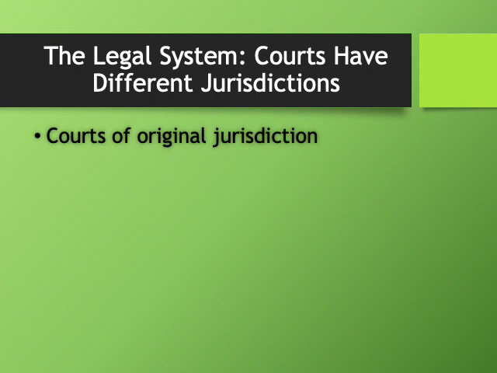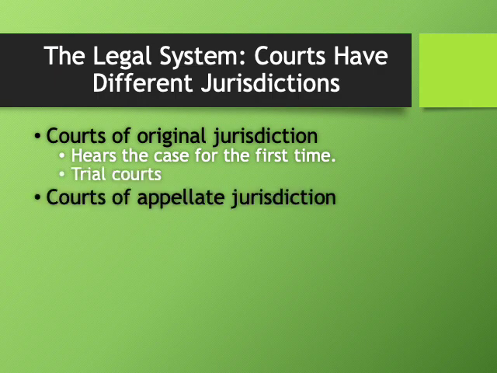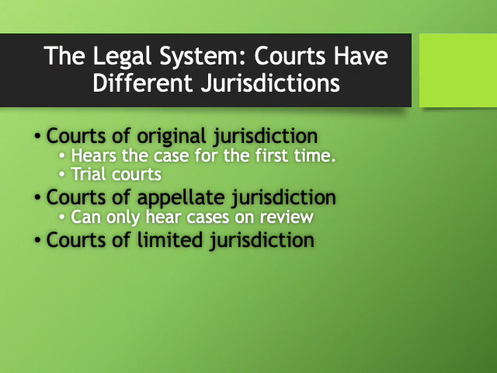All right, so some courts are what are known as courts of original jurisdiction, and basically that means that they're the only court that has the legal authority to hear the case for the first time. And so trial courts are courts of original jurisdiction. Courts of appellate jurisdiction can't hear cases for the first time. They can only hear cases on review, okay? They only have the legal authority to hear cases on review.